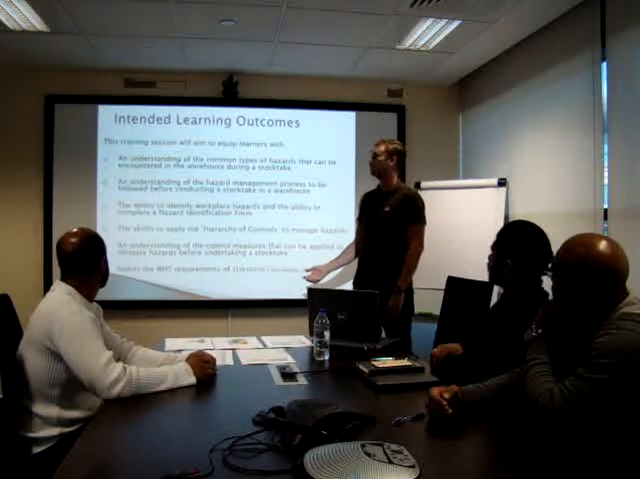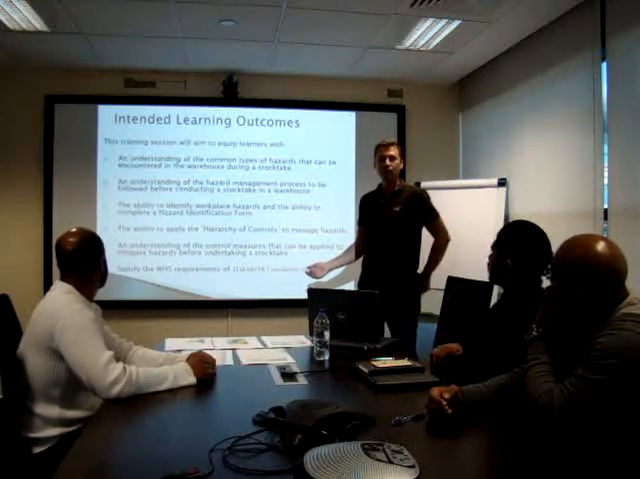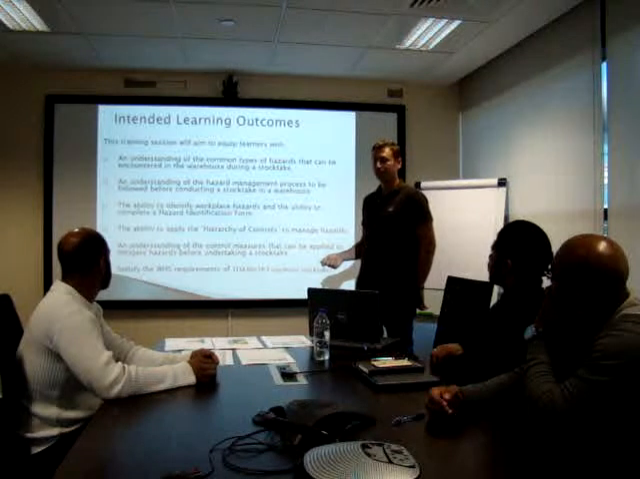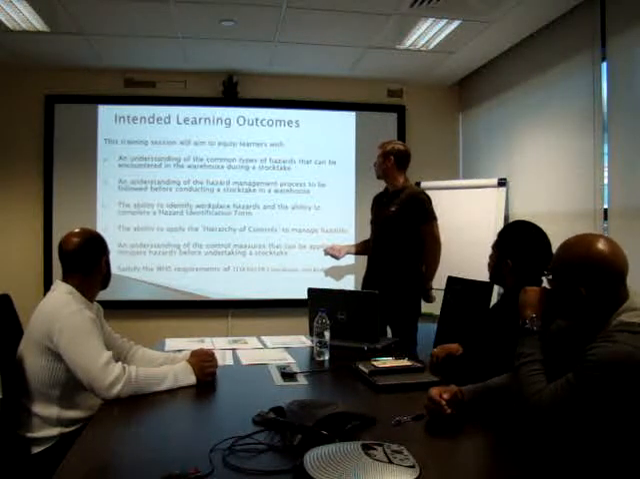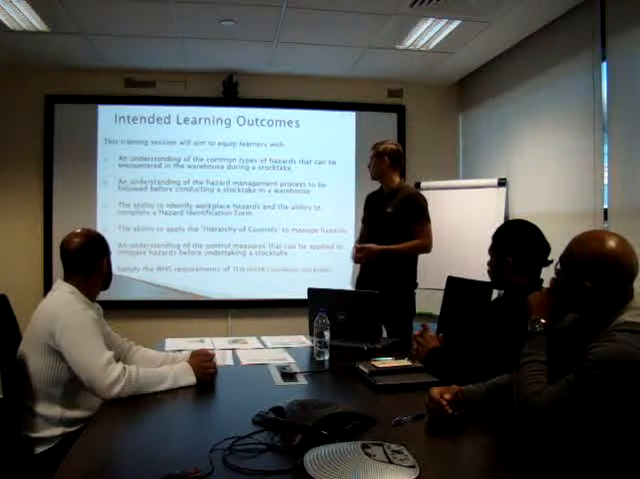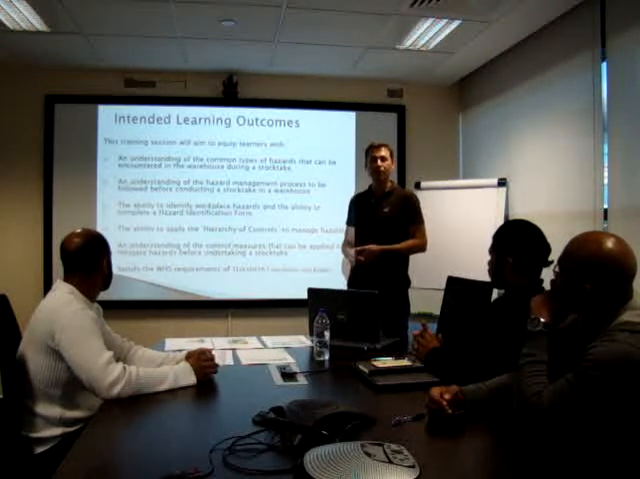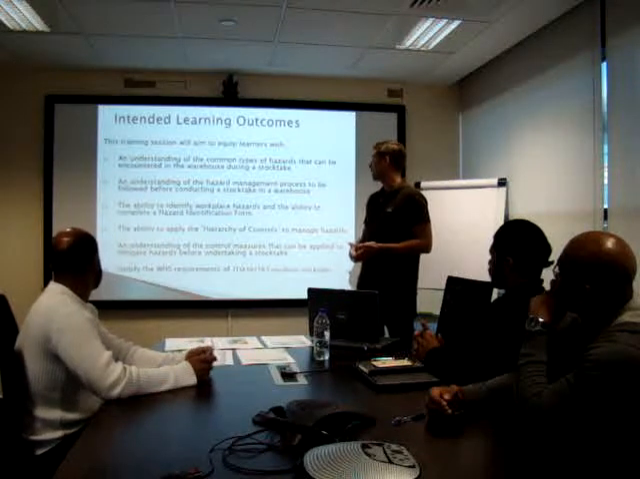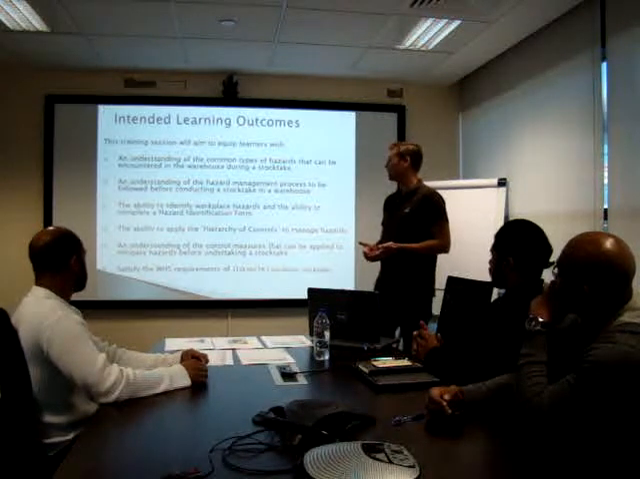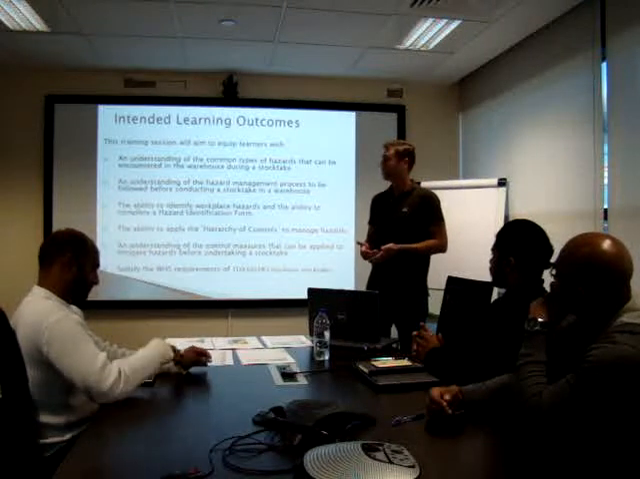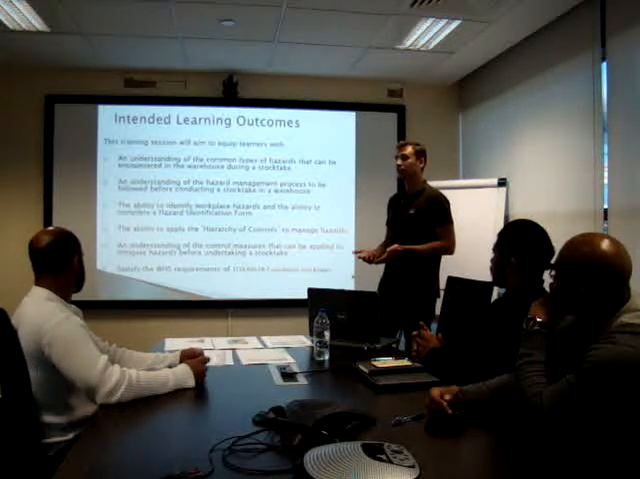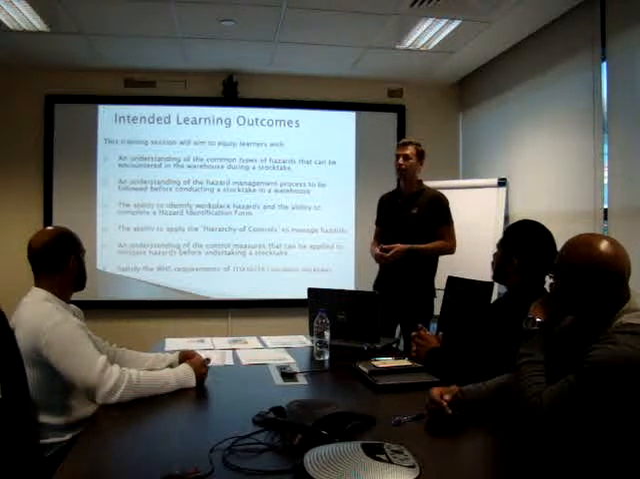So starting with the intended learning outcomes, this training session will aim to equip learners with an understanding of the common types of hazards that can be encountered in the warehouse during a stock take, an understanding of the hazard management process to be followed before conducting a stock take in a warehouse, the ability to identify workplace hazards and the ability to complete a hazard identification form, the ability to apply the hierarchy of controls to manage hazards, an understanding of the control measures that can be applied to mitigate hazards before undertaking a stock take, and we're going to satisfy the work health and safety requirements of Coordinate Stock Takes unit, which is the unit that you guys are doing.